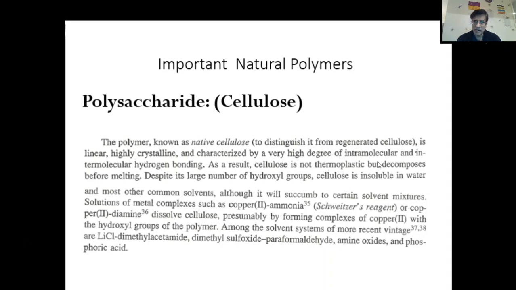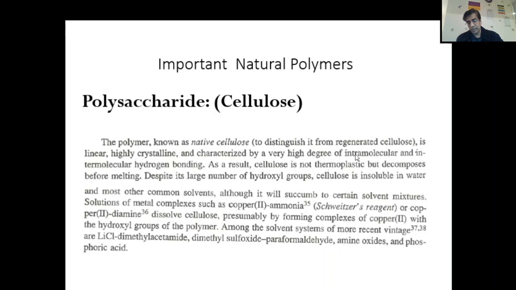You read it, but the important point I highlighted here: the cellulose which you get from the plant is called native cellulose. This native cellulose is different from regenerated cellulose. So we should know the difference between native and regenerated cellulose. If you understand what regenerated means, then you will automatically know what native cellulose is. The cellulose which you obtain without making any change is native cellulose, and native cellulose is highly crystalline. It is linear, highly crystalline, and has a very high degree of intramolecular and intermolecular hydrogen bonding.